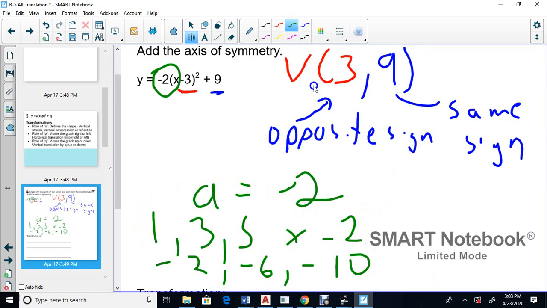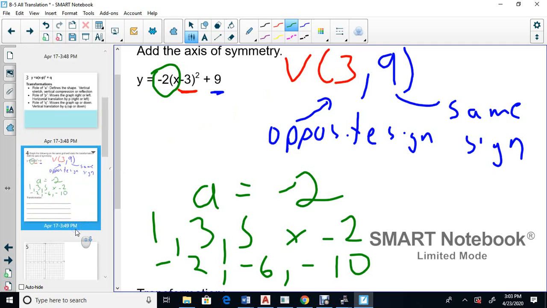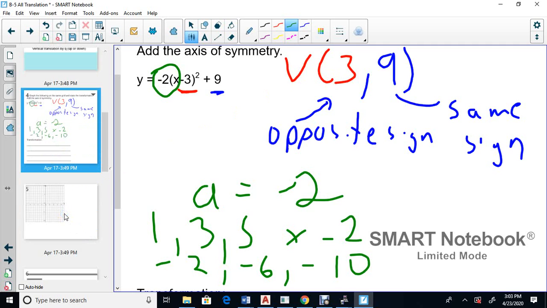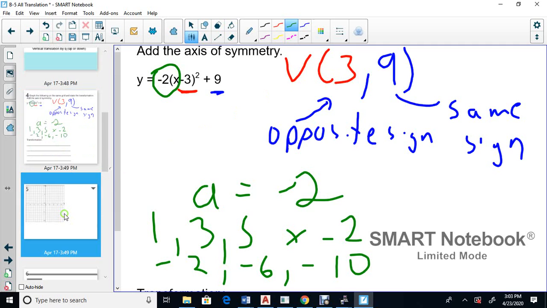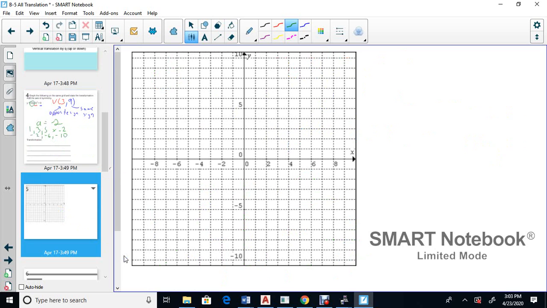The new part is finding the vertex here. Opposite sign goes here, same sign there. So we're going to put a dot at the vertex, which is (3, 9). We're going to graph it right away. So we're going to go over to this graph. We're going to put a dot at 3, up 9. I'll use red. I think it was better to use the mouse here. So here's 3, 1, 2, 3 on the x, and you go up 9. 1, 2, 3, 4, 5, 6, 7, 8, 9. And we put a nice dot right there.